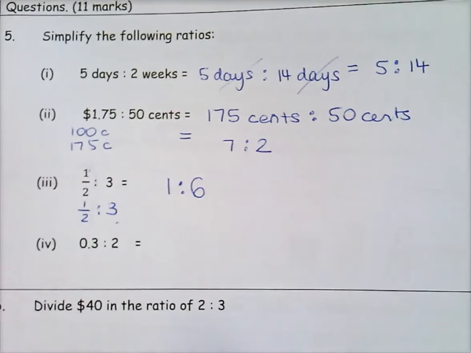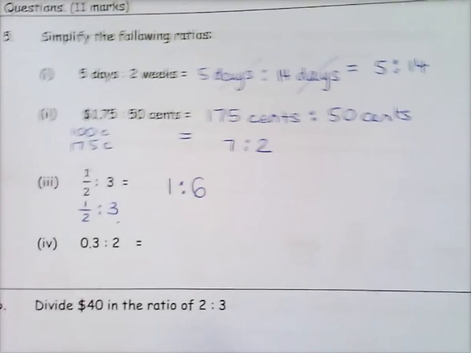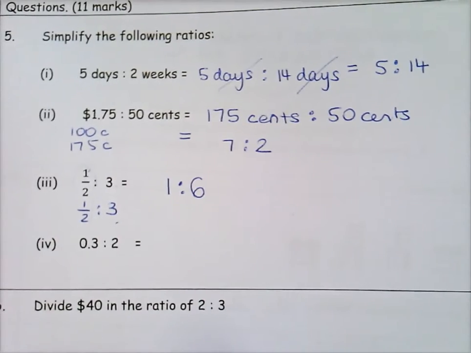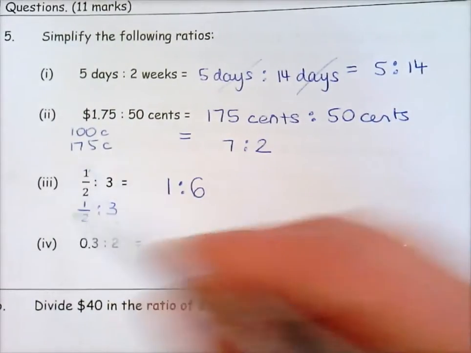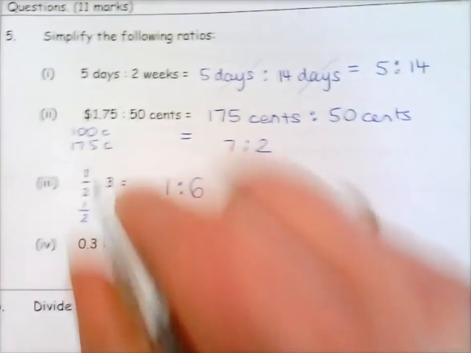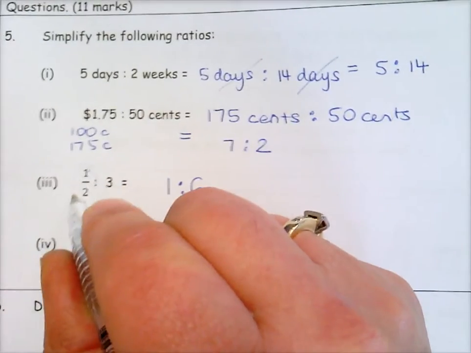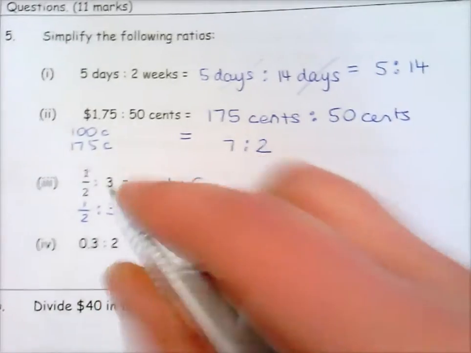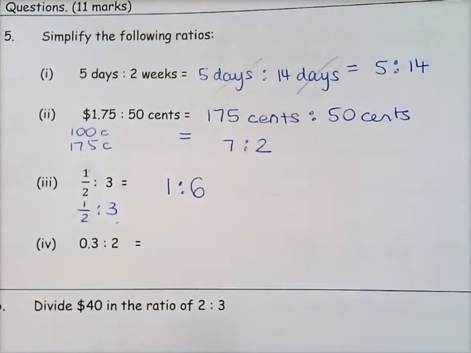What we're really doing here is multiplying by 2, because 2 halves, if I say to you 5 plus 5 is 10, that's the same as 5 times 2 is 10. So a half and another half makes 1, 3 and 3 makes 6. What I've really done is multiplied. I've done 2 halves and 2 3s. And then I end up with whole numbers. The whole idea of ratios is that you get whole numbers.